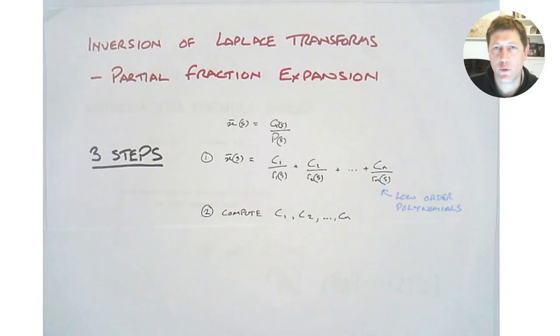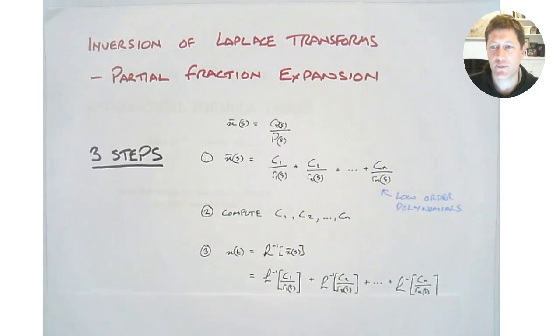Once we've got the right form of the solution, we need to compute our individual coefficients, c1 to cn. And then finally, it's the easy bit, the actual inversion. We take advantage of the linearity of Laplace transforms. So our function here, which is the sum of lots of terms, can then be separated out into the sum of lots of inverse Laplace transforms. So long as we can find an expression that looks like this in one of the tables, then we'll be able to write down what the solution is.